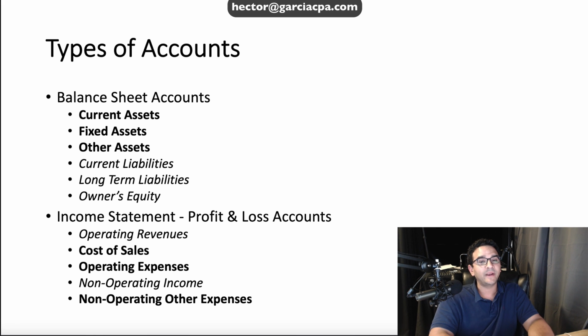Then we have our operating expenses, which are basically all of our administrative, marketing, payroll, all the expenses that we need to make in order to maintain the company functional or operational. And you're going to have those expenses regardless of whether you have income or not. Those would be your operating expenses.